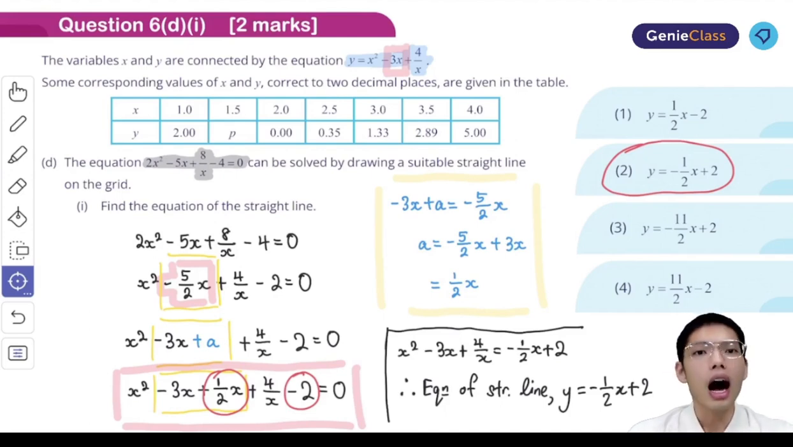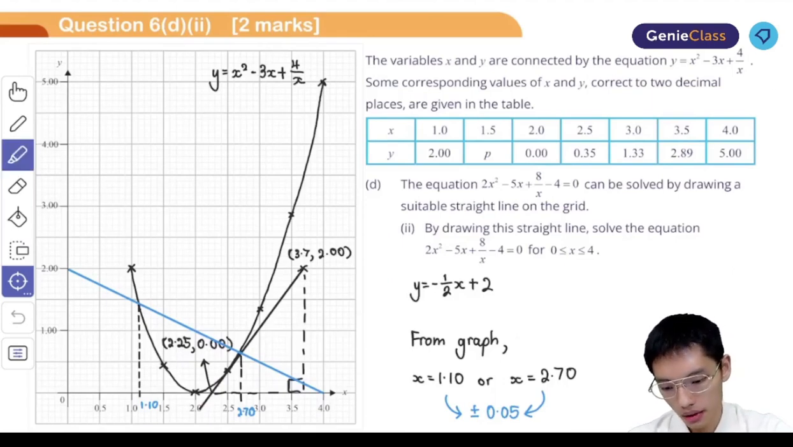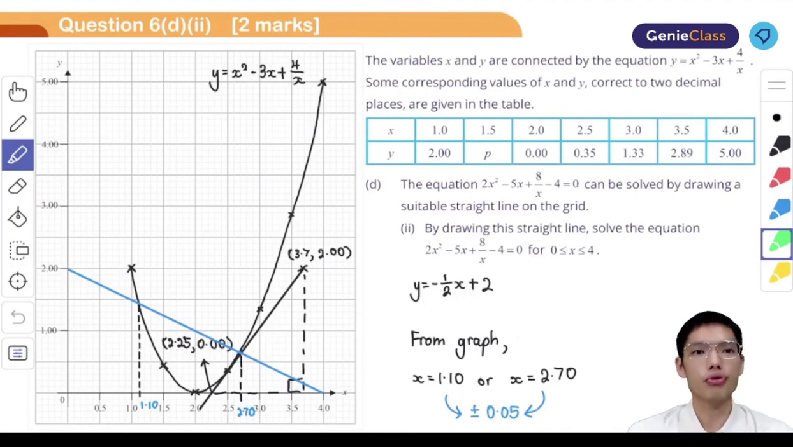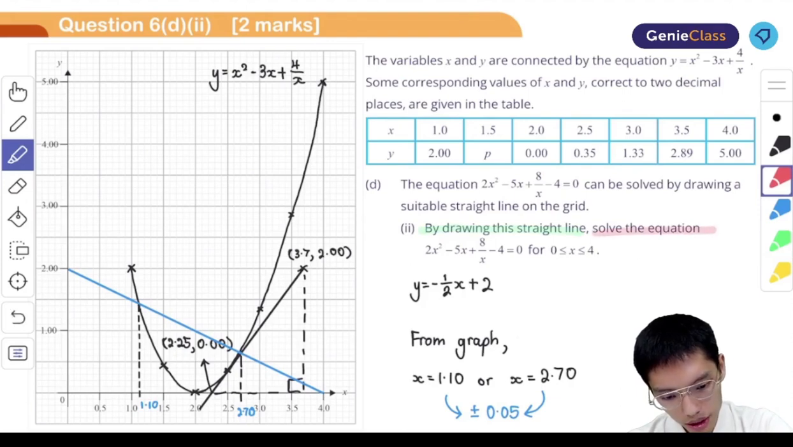Okay, last part for this question. When they ask you to draw and solve for the straight line, more or less again, when you are asked to draw and solve the equation, just be careful of the estimations.